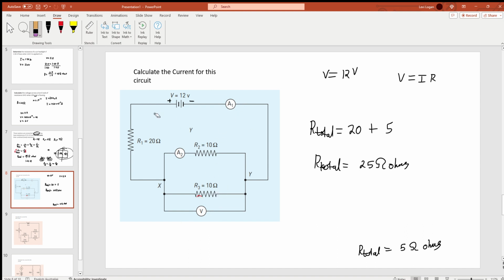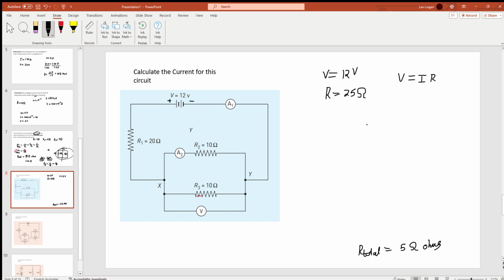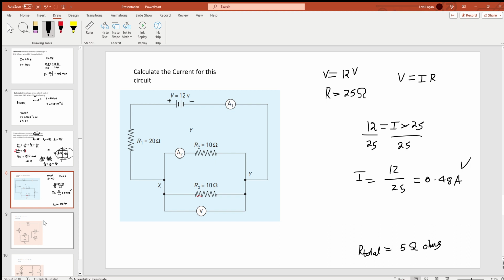So we've got R, so R is 25 ohms, and voltage is 12 volts. So now we've got to plug it into Ohm's law. So we're going to have 12 equals I times 25. Then I've got to get I by itself, so divide by 25. So I is going to be 12 divided by 25. And if you plug that in your calculator, that's going to give you roughly 0.48 amps. Okay? And that's how you would calculate the current for this particular circuit. Okay? Let's go to the next problem.